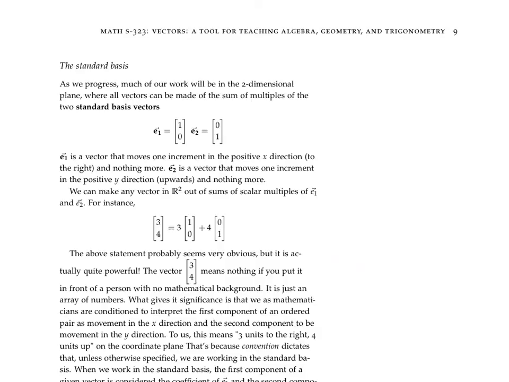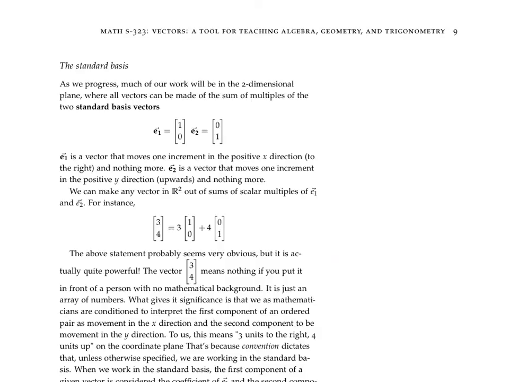The vector 3, 4, when you look at it as an experienced mathematician, you say, oh, that's 3 in the x direction and 4 in the y direction. But really, when somebody who's not mathematically trained looks at this vector, it means nothing to them. It's just an array of numbers. And what gives it significance is that we, as mathematicians, are conditioned to interpret everything in terms of the standard basis. We take a look at that first component and we say that's movement in the x direction. We take a look at the second component, we say that's movement in the y direction. That's because convention dictates that unless otherwise specified, we will be working in the standard basis.